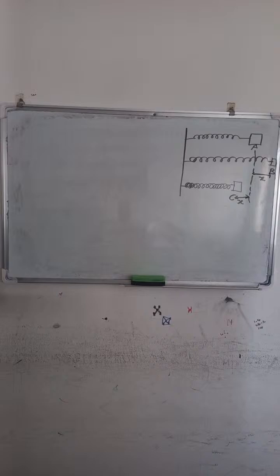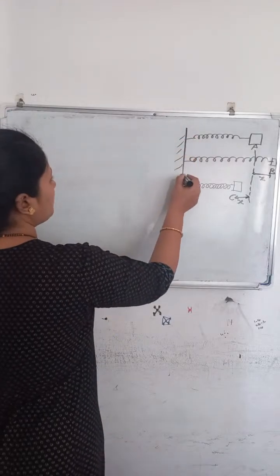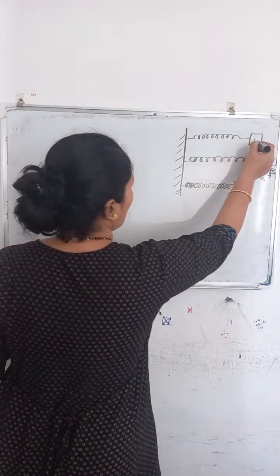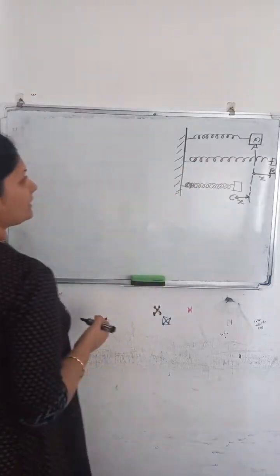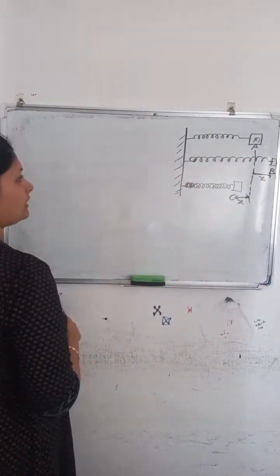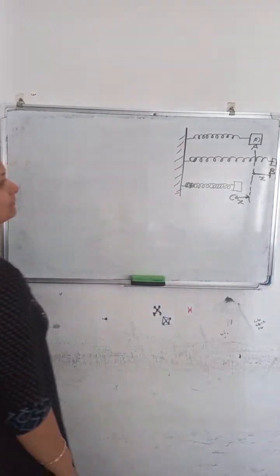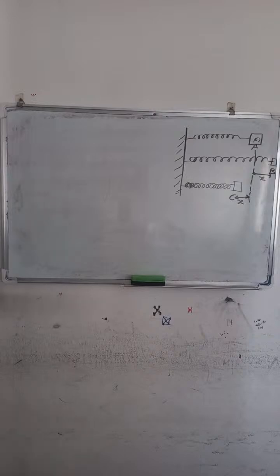So here I already drew the diagram on the board. Here we have a rigid support, and normally I placed a block of mass M on the spring. So that is the position A. Then afterwards I pulled it back. That means I stretched that spring at position B. There is a displacement from the mean position.